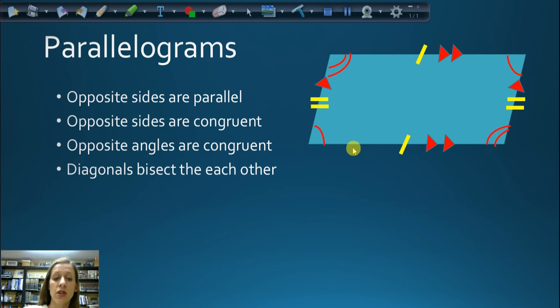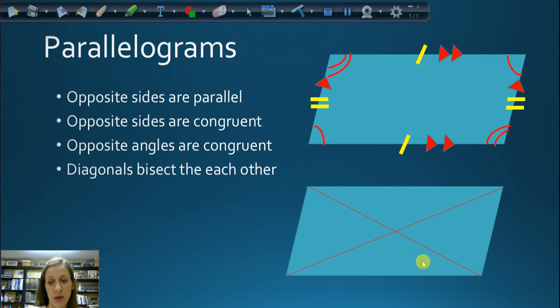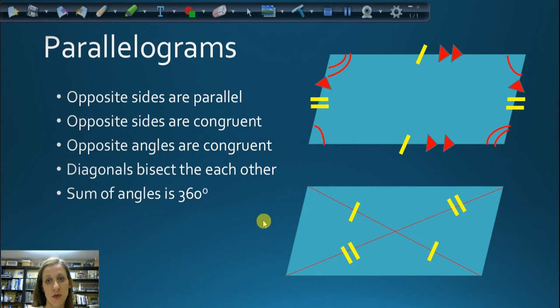The last thing you should know is that the diagonals bisect each other. So here's a separate parallelogram. I've added the diagonals in, and that the diagonals bisect each other means there's a short diagonal, and then there's this longer diagonal. The short diagonal is broken into two smaller pieces, and those would be congruent to each other. And then the same thing for the longer diagonal. Those two pieces are congruent. And then the last thing you should know is that the sum of the angles is 360 degrees. So the four original angles in the parallelogram will add up to 360 degrees.